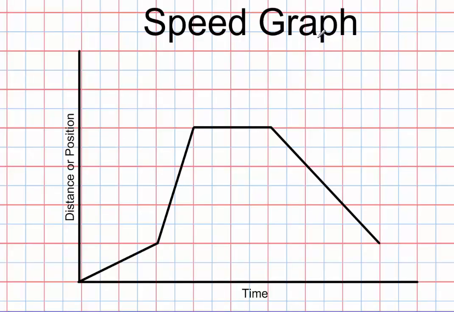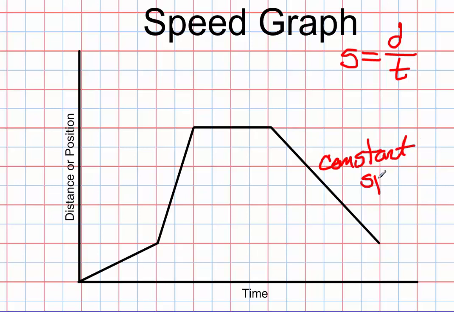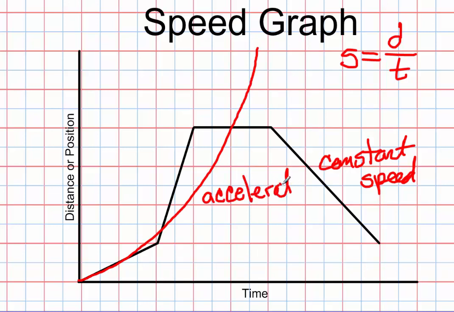So this is a speed graph. On one axis we have distance, sometimes referred to as position, and on the other axis we have time. We call this a speed graph because speed is equal to distance divided by time, and we have distance and time on the graph, so we can calculate speed. Anytime the line is straight, we have a constant speed. Straight lines mean constant speed. Anytime the line is curved like this, our object is accelerating. A curved line means that the object is accelerating.